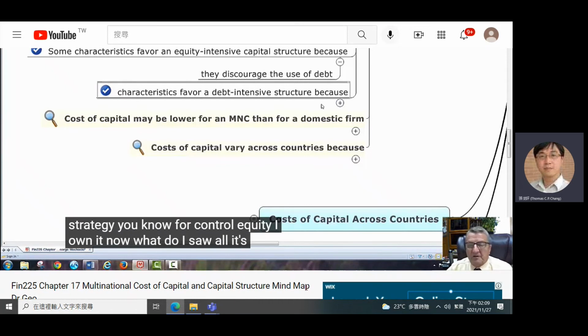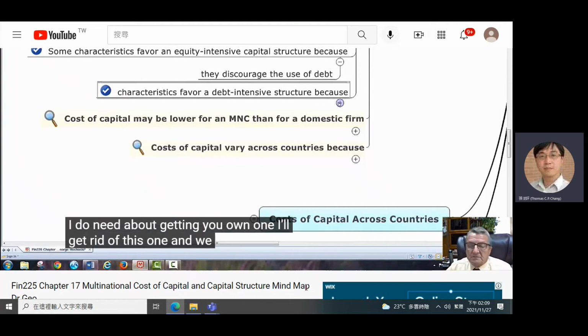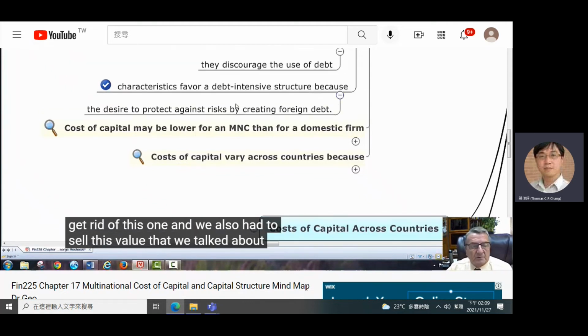For controlling equity, I own it. Now, what do I sell off? It's like a garage sale. I got stuff. I don't need it anymore. I do need it, but I'll get a newer one, so I'll get rid of this one. And we also had the salvage value that we talked about.